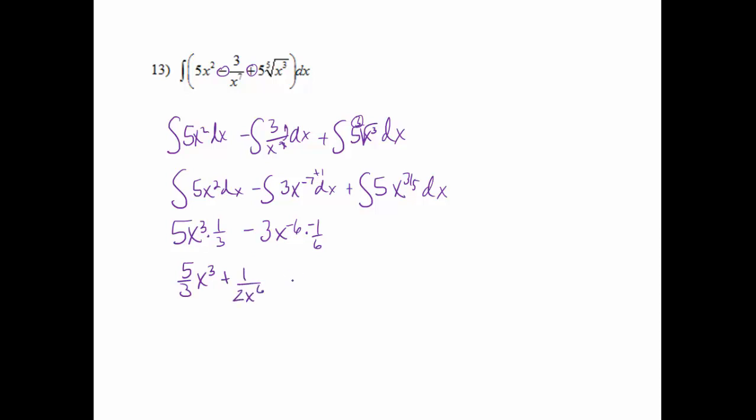And then this part, I'll have 5x to the, if I add 1, it's really like adding 5/5. So this is going to be 8/5, and then we have to multiply it by 5/8. So that's going to, if I clean that up, it's going to be 25/8 x to the 8/5, and then plus c.